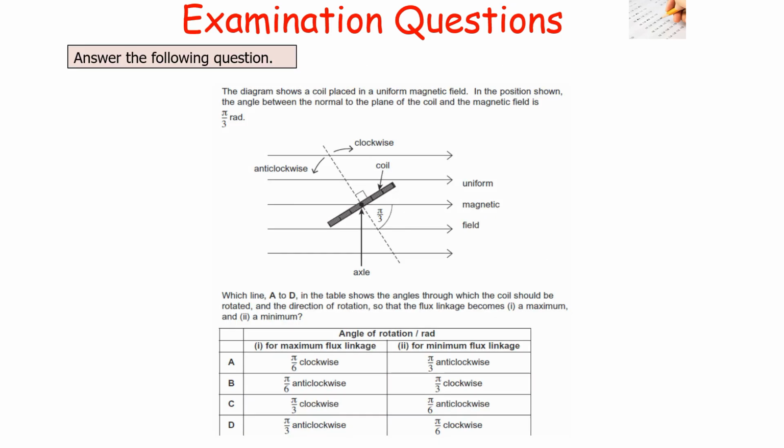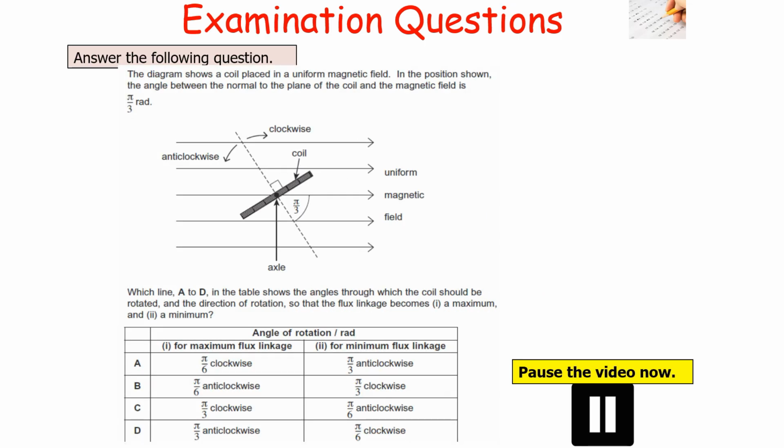The next question says, the diagram shows a coil placed in a uniform magnetic field. In the position shown, the angle between the normal to the plane of the coil and the magnetic field is π over 3 radians. Which line in the table shows the angles through which the coil should be rotated in the direction of rotation so that the flux linkage becomes a maximum and then a minimum? So pause the video now, then unpause the video when you want to go through your answer.